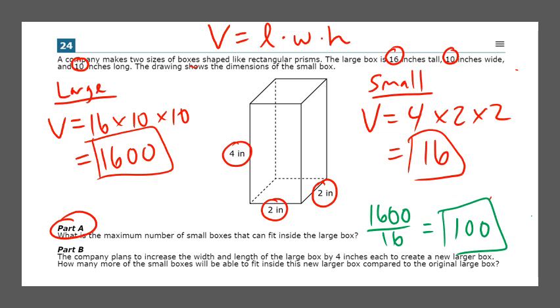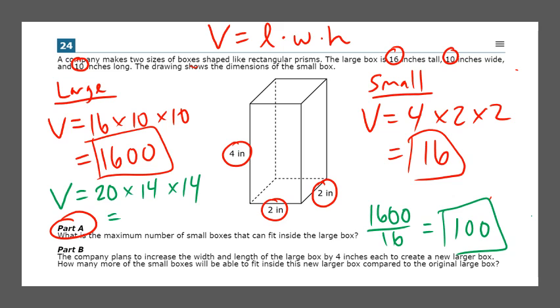Now part B says the company plans to increase the width and length of the large box by 4 inches to each new larger box. Then it asks us to do the exact same thing. So although I'm not going to finish part B for you, setting it up is very straightforward. Instead of the large box having the dimensions of 16 times 10 times 10 as it was at the very beginning, all I'm going to do is add 4 inches to each of the dimensions just like it says in part B. So 16 plus those 4 extra inches gives me 20 times 14 times 14 because I'm adding those 4 extra inches to every single dimension.